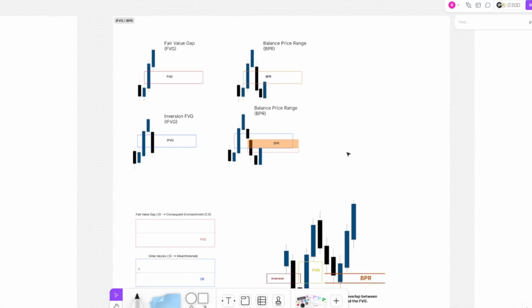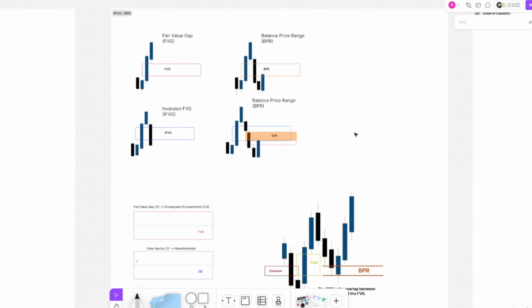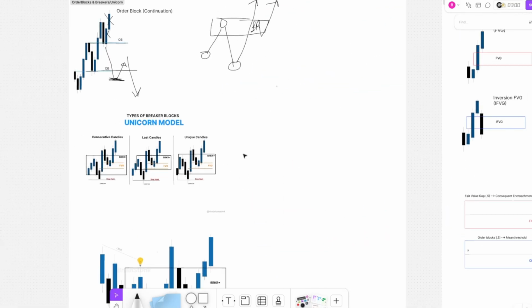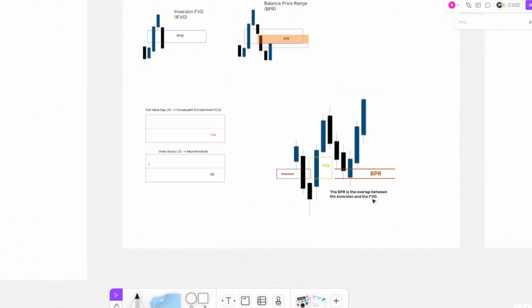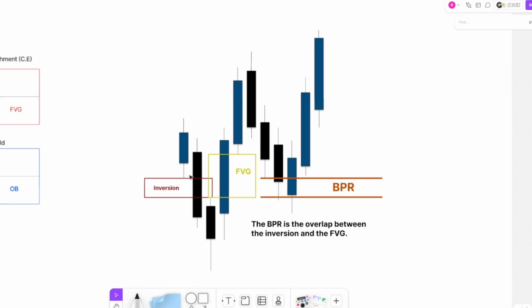So back to this tab here, I'm just basically copy and pasting everything and putting it as a section of its own. We went over the fair value gaps, inversion, BPR, as well as back here with the breakers. Now let's just combine them here. Something we already talked about here: inversion in red, fair value gap in yellow. The overlapping gaps between them would be the BPR. So red is inversion, yellow is the fair value gap. We have an inversion that was previously a bearish fair value gap here, but once this got inverted, that's now a bullish inversion. We have a bullish fair value gap.